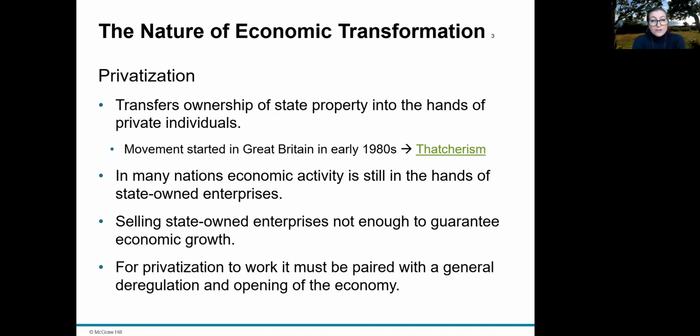Privatization, we're talking about the transfer of ownership of state property into the hands of private individuals. So this might happen by selling utilities, for example, to privately owned corporations, or maybe it's selling shares to shareholders, and that can be you and me.